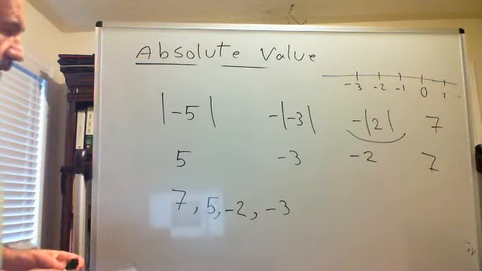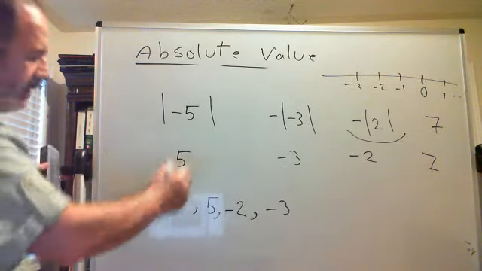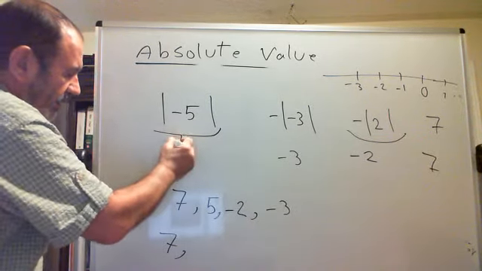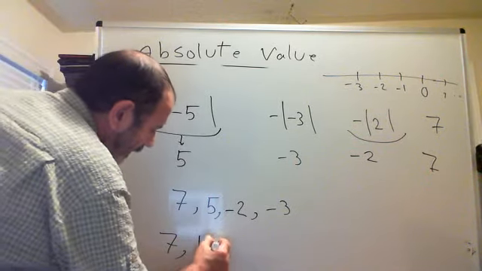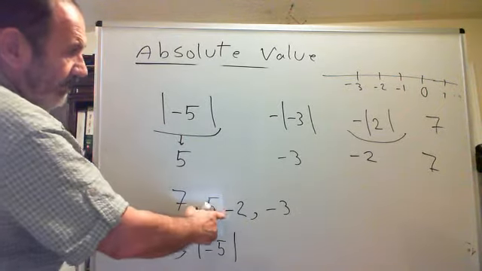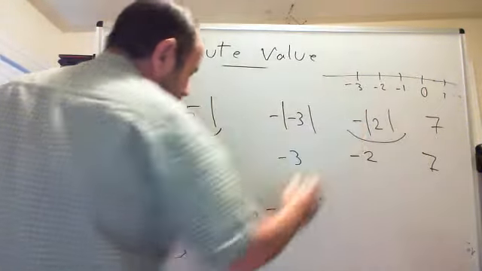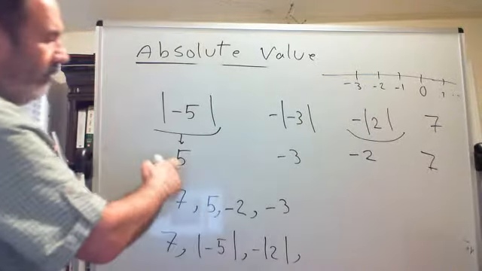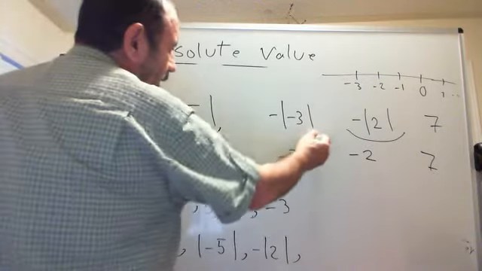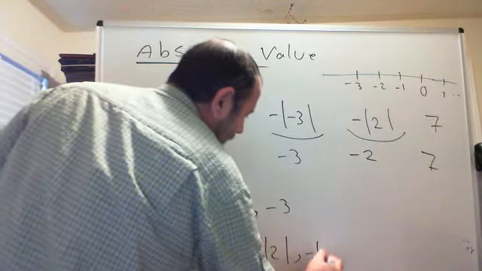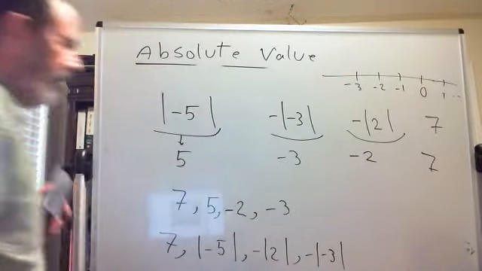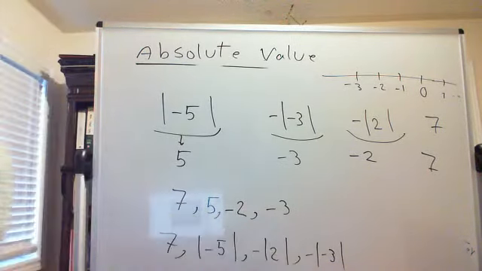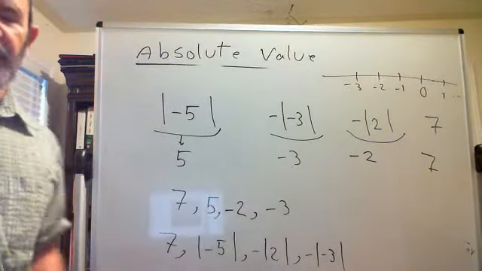Now let's write the original numbers. 7 is the same, the original. 5 is the result of this one, so it's going to be the absolute value of negative 5. And then we have negative 2, which is the result of negative absolute value of 2. And then we have negative 3, which is this one, negative absolute value of negative 3. So these numbers, we arranged them from largest to smallest.